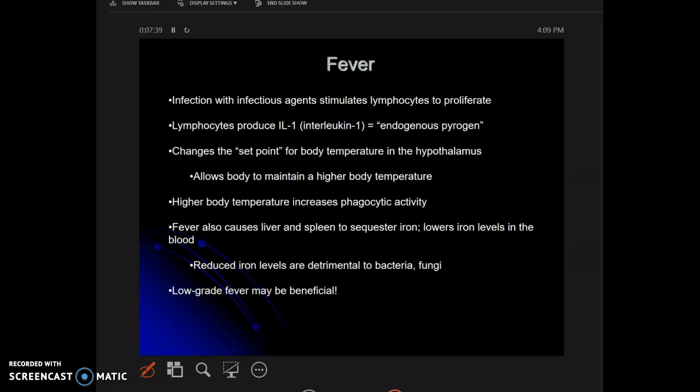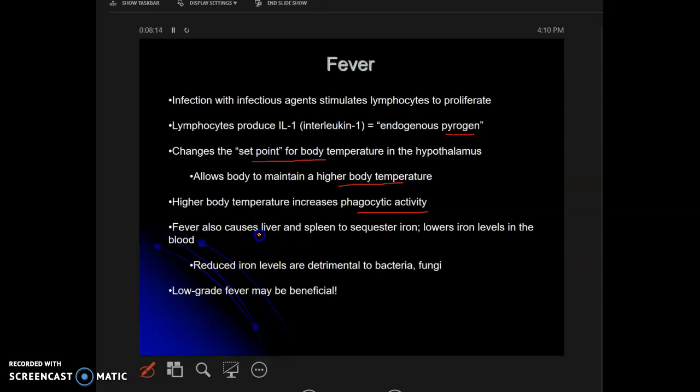Fever. Now remember we talked about chapter 1, 201. We talked about homeostasis, right? What did we say? That the hypothalamus sets up a set point of body temperature, right? But when you have an infection, then you will notice that you have a slight mild fever. So there are these pyrogens that will reset your set points. So this will allow the body to maintain a higher body temperature. Why? A higher body temperature increases phagocytic activity.